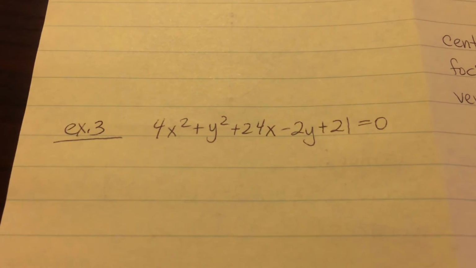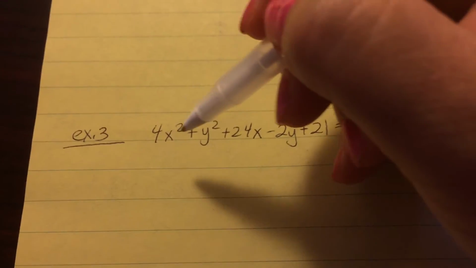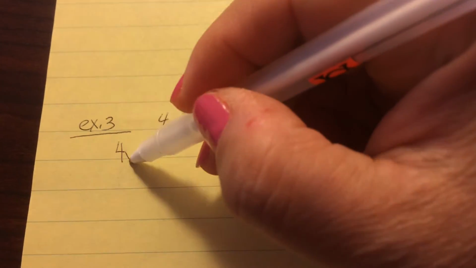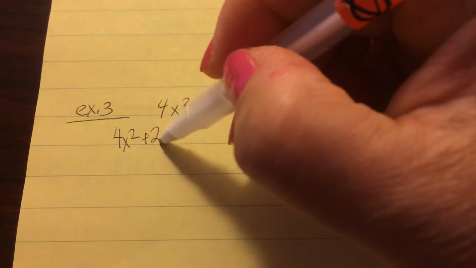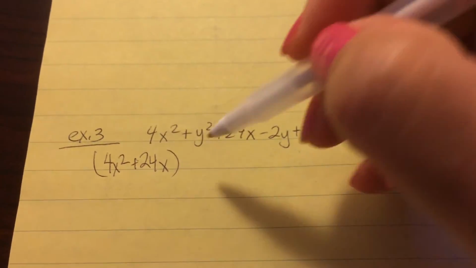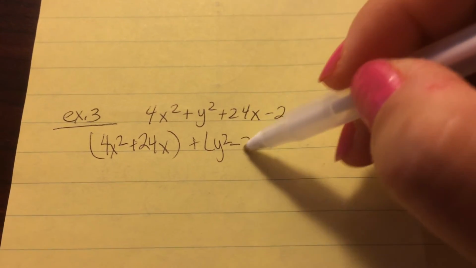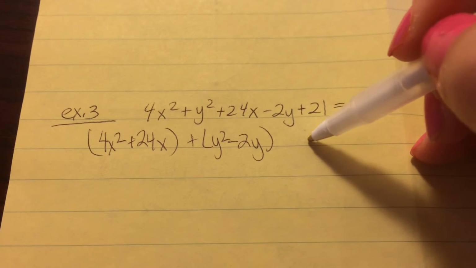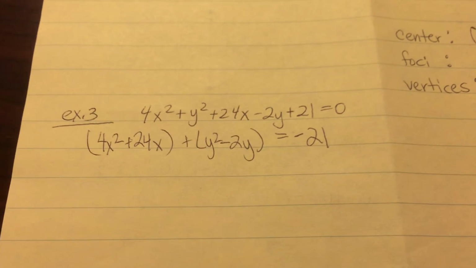So the next one right here, we're going to go ahead and do, again, completing the square. So we want to group all the x's. So it's 4x squared. And let's see, plus 24x. That's 1 right there. And then for the y, we have plus y squared minus 2y, right? 2y, yes, equals negative 21. So the 21 is going to come to the other side.